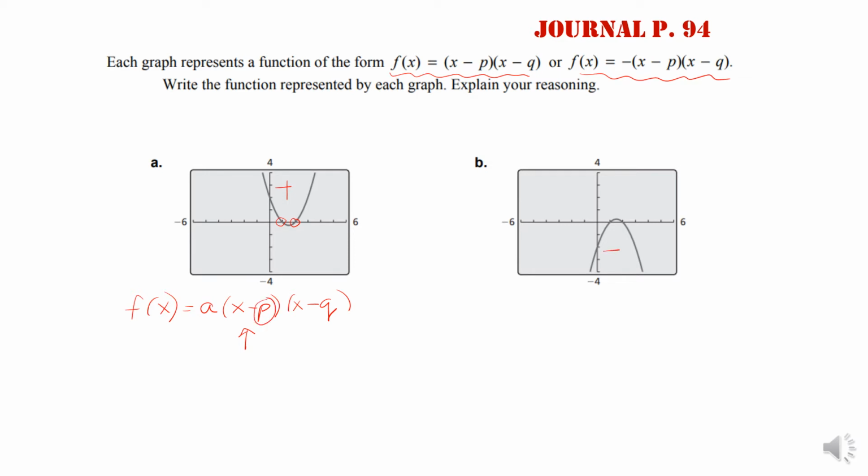Over here we have a negative graph, so that means when we write this, we're going to have a negative a, and we have two positive intercepts again, so we have x minus p and x minus q. And the p and the q just represent our factors, nothing more than that.